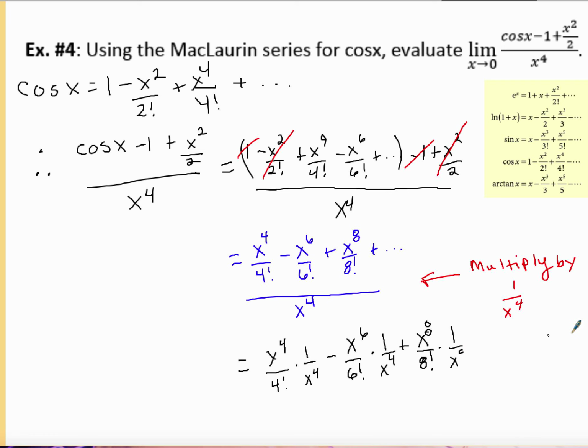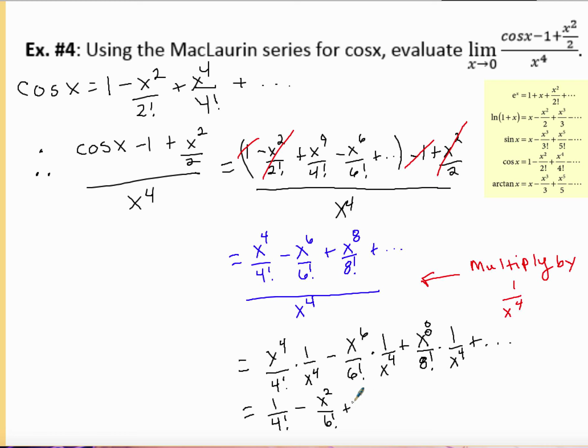This is all going to simplify out pretty neatly. X to the 4th divided by x to the 4th is 1. So I've just got 1 divided by 4 factorial. Minus x to the 6th divided by x to the 4th is just x squared. So I'll have x squared divided by 6 factorial. Then x to the 8th divided by x to the 4th is x to the 4th. So I have x to the 4th divided by 8 factorial. And this pattern's going to continue on and on and on.